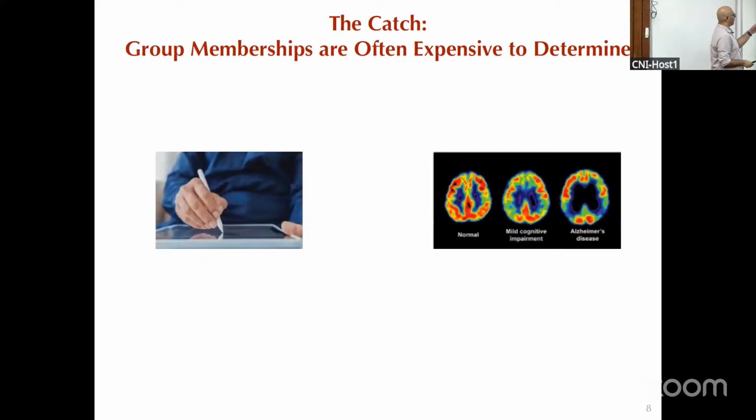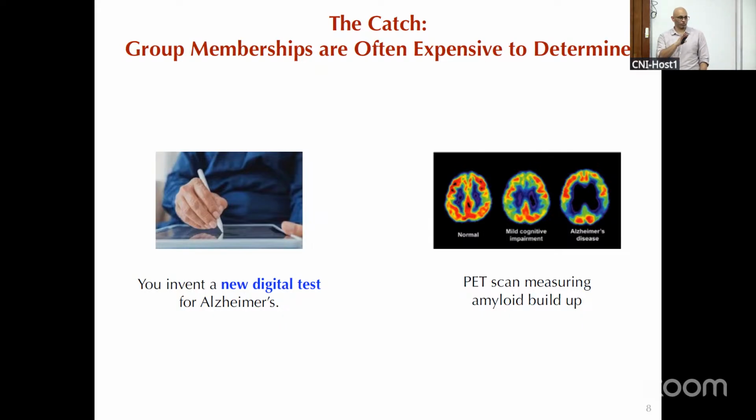Cool. So now we'll come to the thing that motivates me, which is that there's a catch. In all of these examples I gave you, I strategically picked those examples. The catch is that group membership is often hard to determine. What I mean by that is, remember the setup that we started with. You invent a new digital test for Alzheimer's, and there's this PET scan, which is the ground truth. Like Chandra said, we are only trying to replicate these PET scan results. In fact, we are thinking that there's something that the doctors agree is high amyloid and low amyloid based on the PET scan, and that itself is the ground truth.